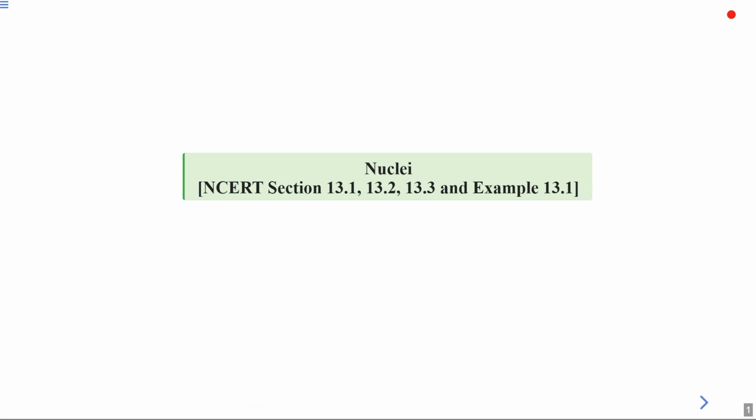So today we are going to discuss NCERT section 13.1 to 13.3 and example 13.1 of chapter Nuclei.